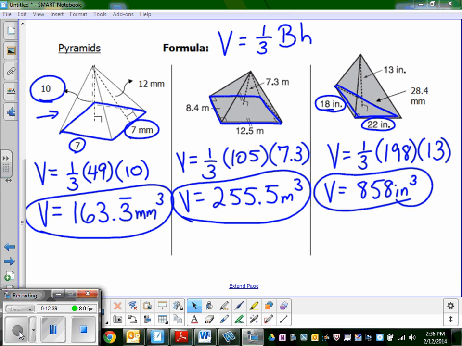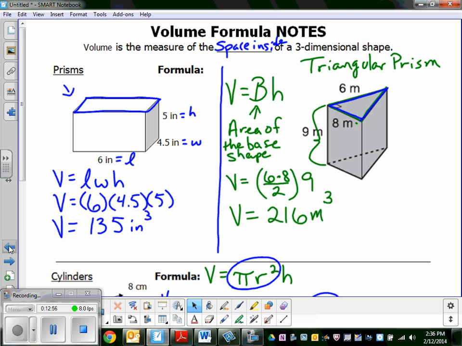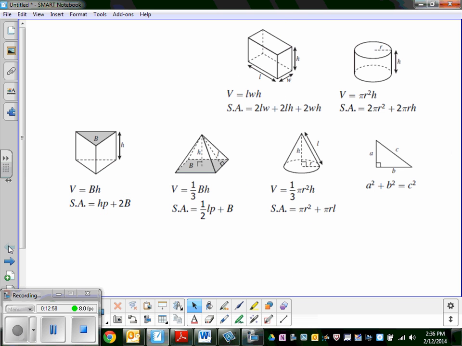Hopefully this video helped you to see the use of our volume formulas for our three-dimensional figures. You will have a worksheet that accompanies this. Please complete that. If you do not have a copy of your formula sheet with you, you are welcome to pause the video at this screen so that you have all of the formulas accessible to you. From here, we'll move into surface area, which will actually end up using all the other formulas you see here that say S.A.